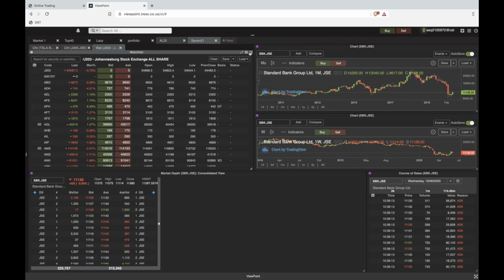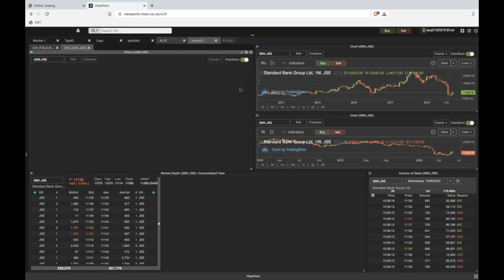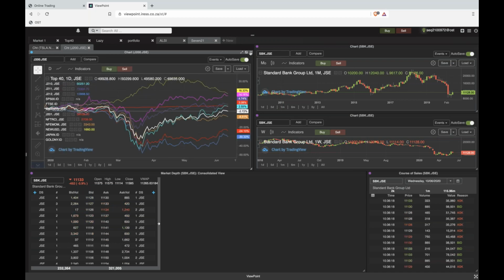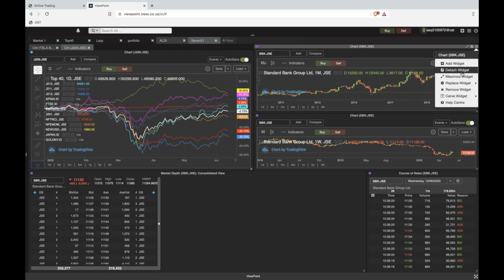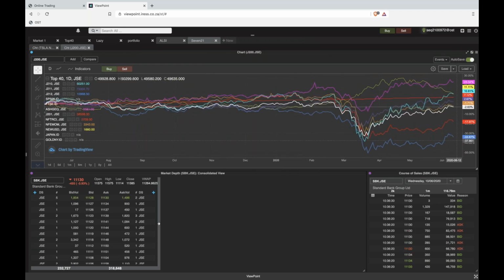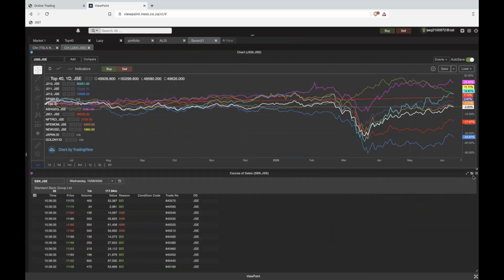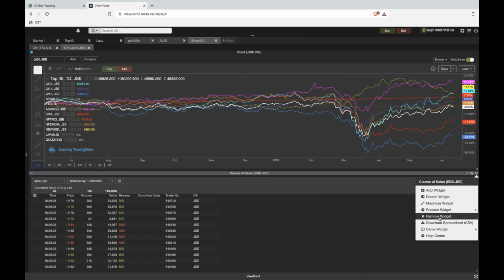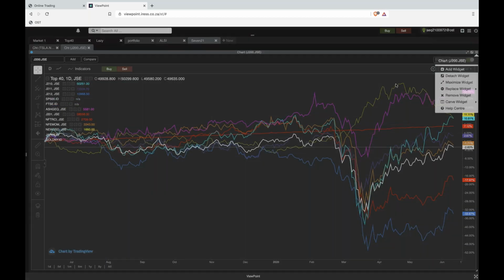Let me completely clean this. Remove widget. Bear with me a moment here. Let me get rid of all these different widgets. Let me make everything nice and clean again. Remove widget. Remove widget. Let me start from scratch by saying add a widget.